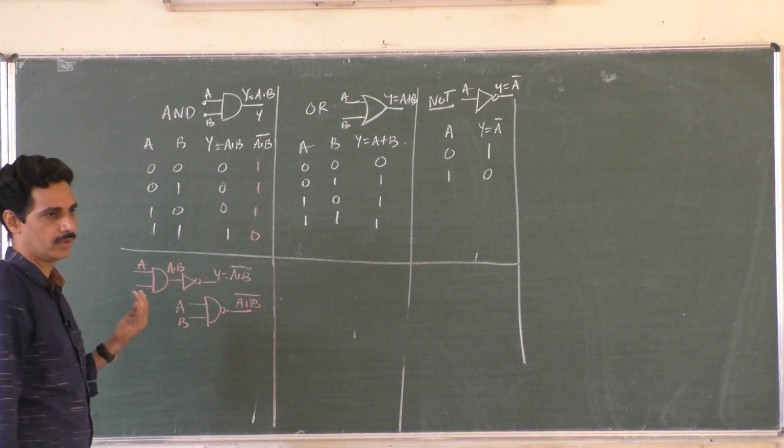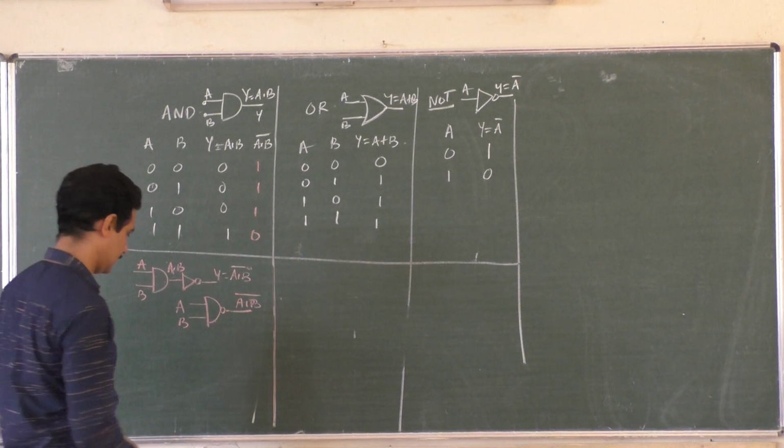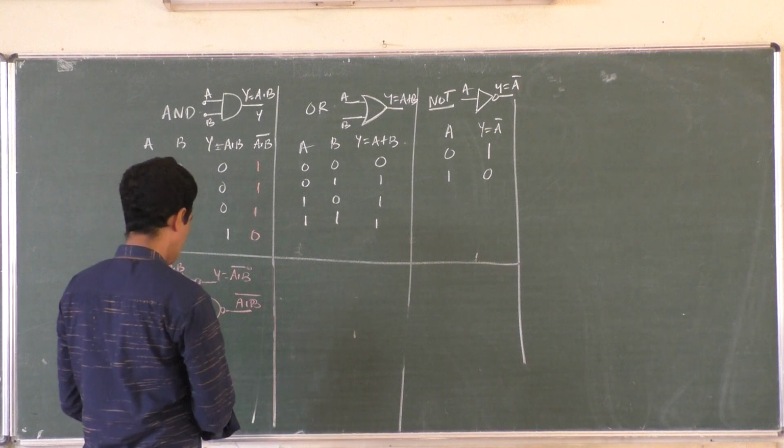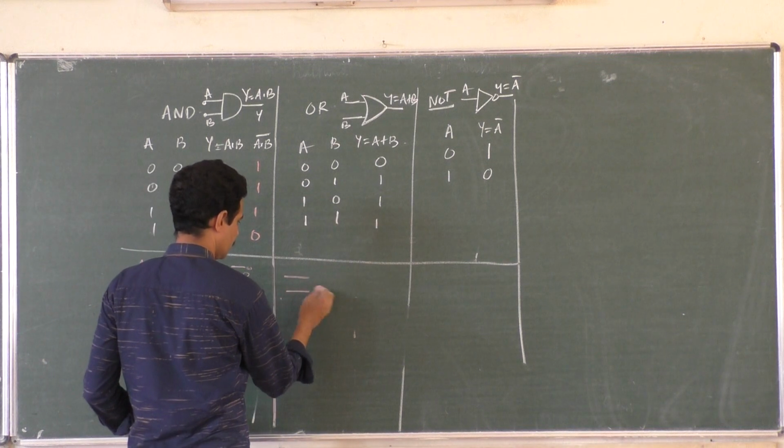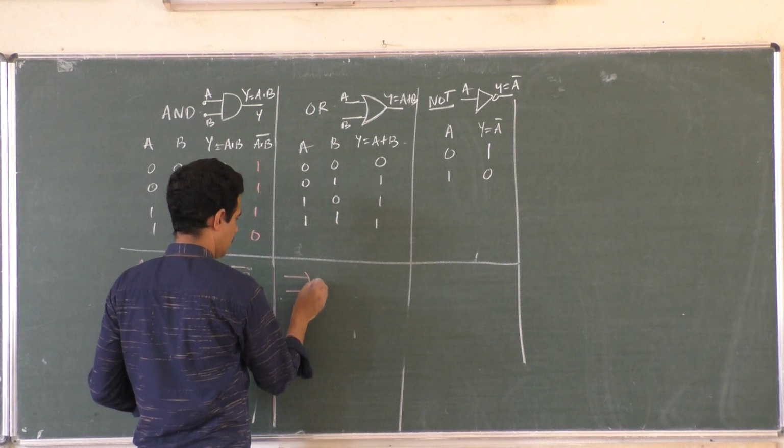Then we will go for the NOR gate. Yes. How is the NOR gate? Output of OR gate. So pronounce OR. How will be your mouth?